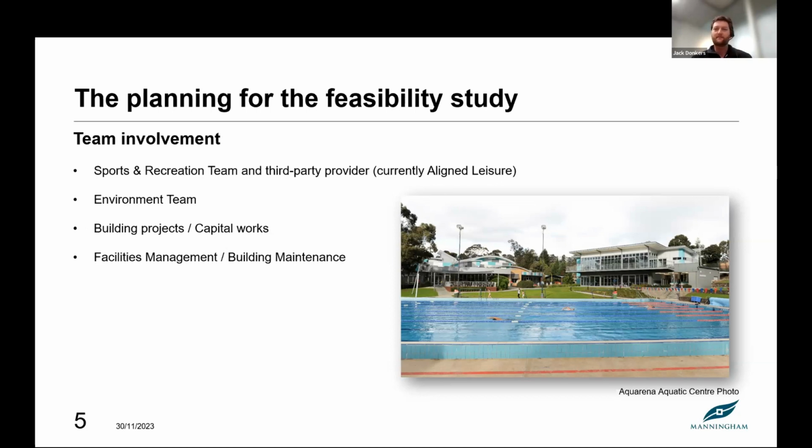Also, our facilities management and building maintenance team. So obviously, council asset, big building, it needs to be maintained, and they definitely need to be on board with any upgrades to the site where they will need to look at ongoing maintenance.